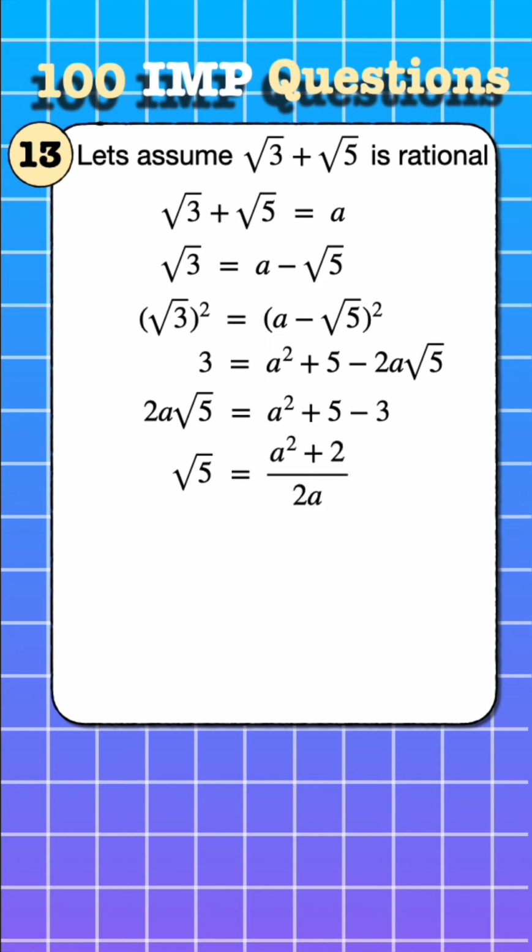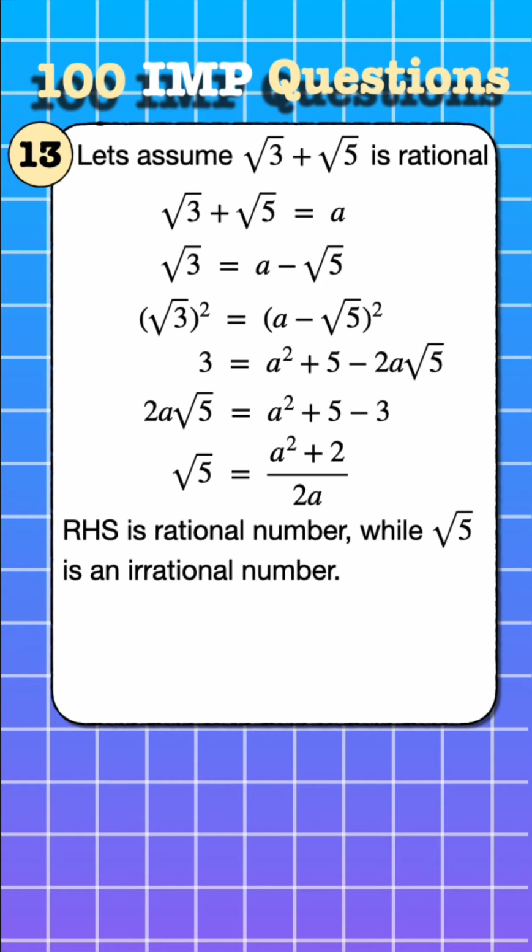Now look closely here. On the left hand side, we have root 5, which is an irrational number. Okay, now you need not prove that root 5 is an irrational number here. You can directly use the statement. But on the right hand side, we have a square plus 2 upon 2a. So a is an integer. So if you perform any operation on integer, you will get a rational number, right? So basically on the right hand side, we have a rational number, correct?